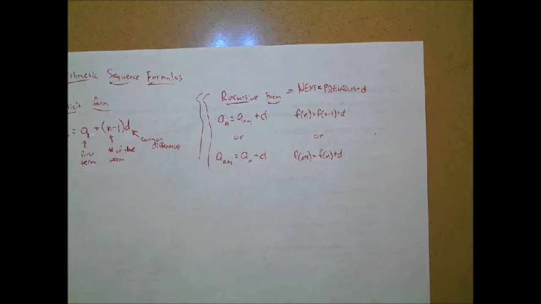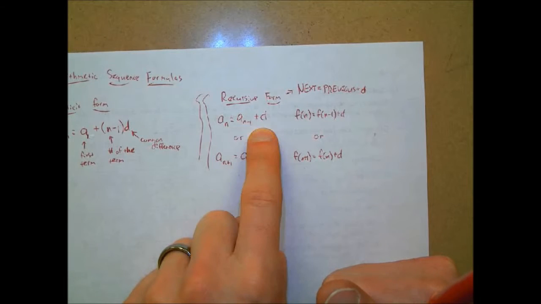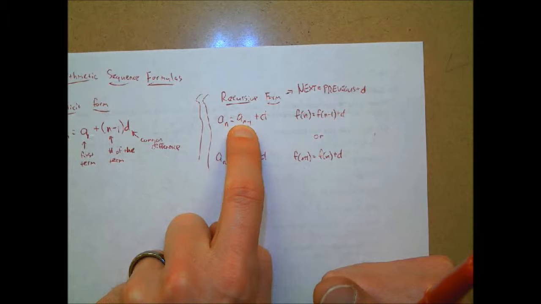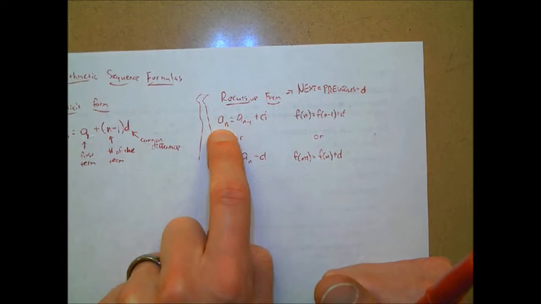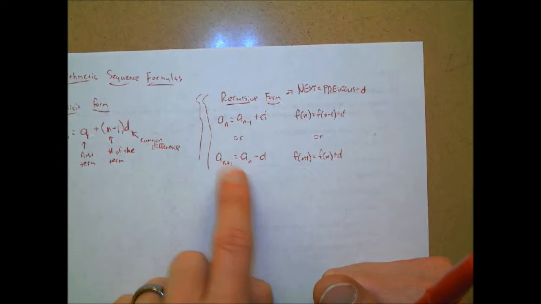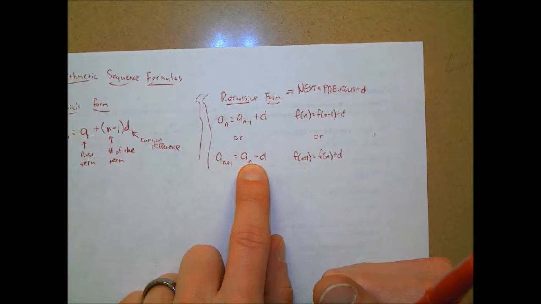Recursive form is more limited, but it's also simpler to do. Recursive form allows us to come up with a relationship, but in order to find the next term, you need to know the previous term, and then add your common difference. Same thing here: this is the next term, n plus 1, and that's the previous term, just n. And again, add your common difference.